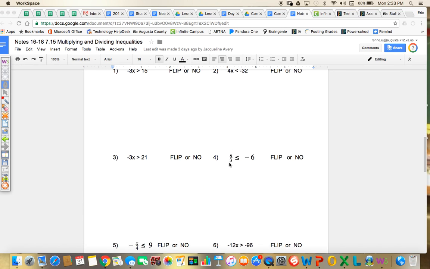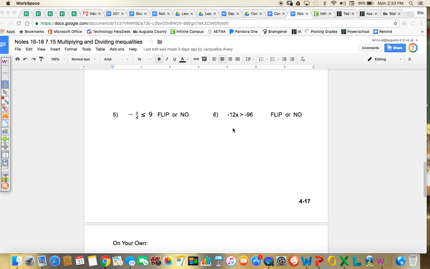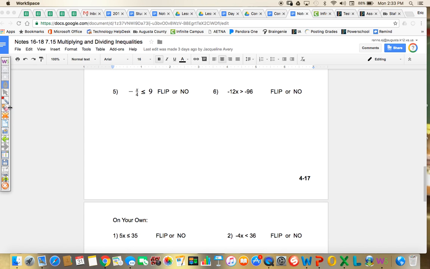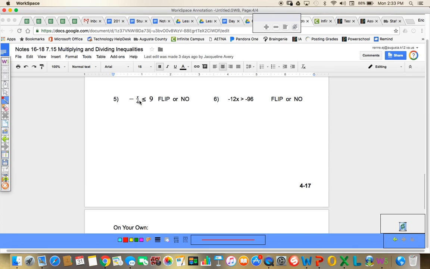Now let's move on to number 5. Okay. Now, we looked at an example like this when we did equations. Whenever we see a negative in front of the fraction like this, we can just slide it with the number. Okay, now I'm going to circle the variable.